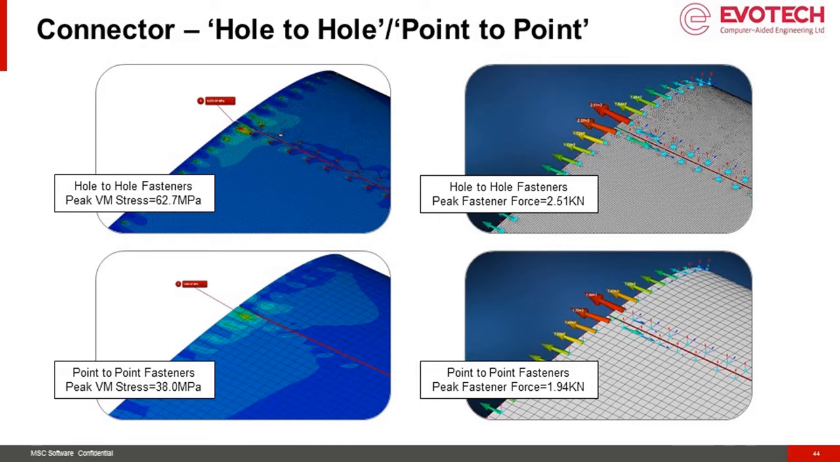On the right hand side we have for the hole-to-hole fastener the peak fastener force resultant, that is 2.51 kilonewtons, and the bottom image, which is the point-to-point fastener model, is 1.94 kilonewtons. So again, a subtle difference in the output, or maybe potentially a significant difference in the output, but the user would be advised to use an appropriate downstream joint de-idealization methodology to ensure that whatever loading effects are captured in the joint calculation.